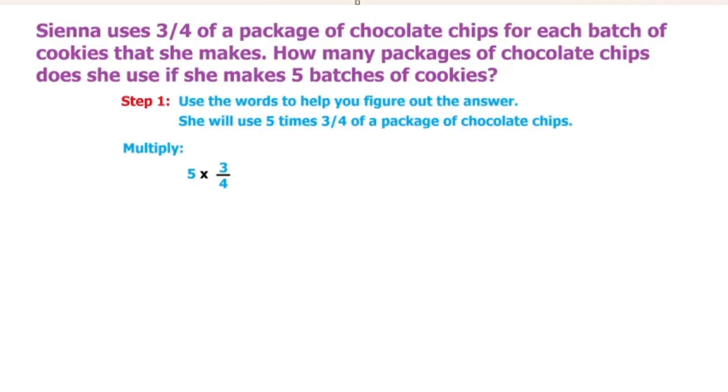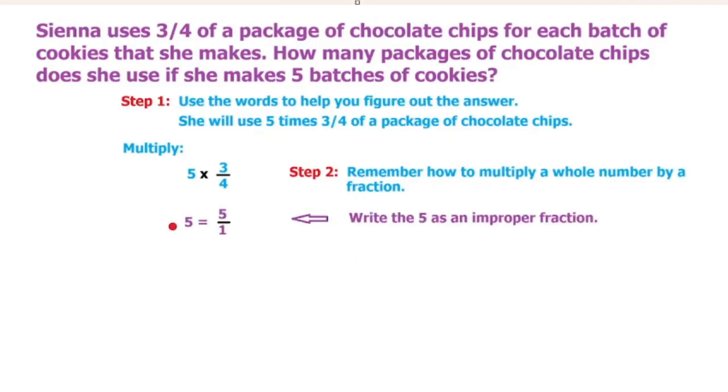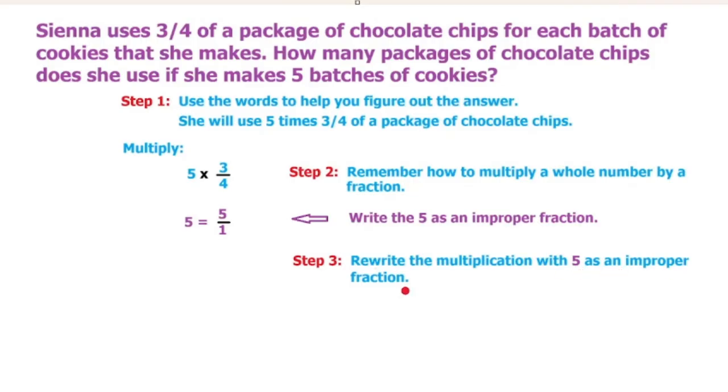So the next step is to remember how to multiply a whole number by a fraction. Okay, you have to remember how to do that. And one way to do it is to make this 5 into an improper fraction. So it'll be 5/1. Any whole number can be written as a fraction like this with 1 as the denominator. Okay? So now we can rewrite the multiplication with 5 as an improper fraction. So it'll look like this. We just rewrote this, and instead of 5, we're going to use 5/1.